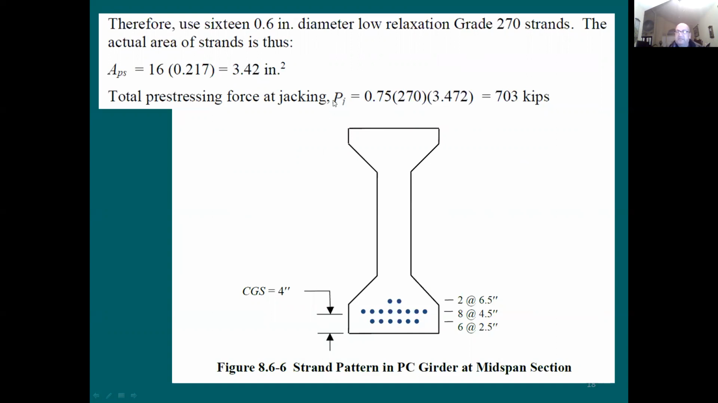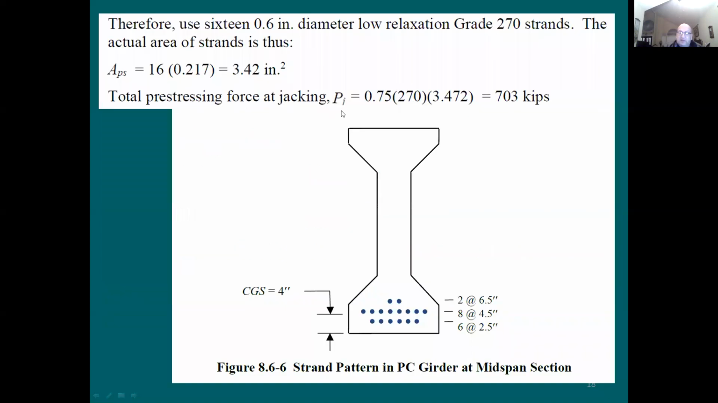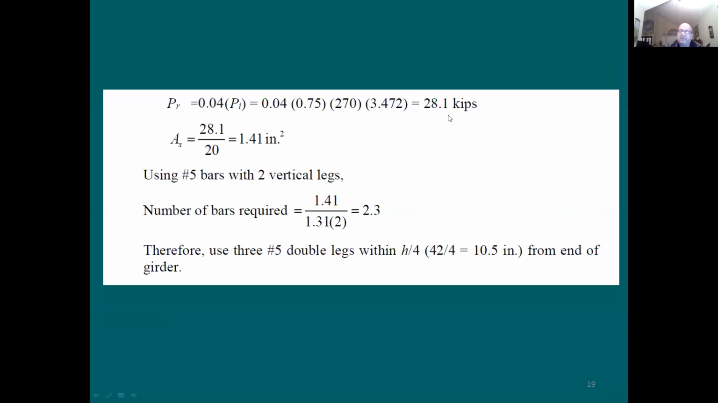So great. Now I have this PI. Now the amount of force needed here to be resisted by the ties or by the strands is going to be 4% of that force. This force here I just determined to be 703 kips. If you take 4% of it, you're going to end up with 28 kips. Meaning that now I have 28 kips applied vertically and needs to be resisted by stirrups. Amount of area required, total cross-section area, if you cut a section through the beam, is going to be equal to that force divided by 20 ksi.